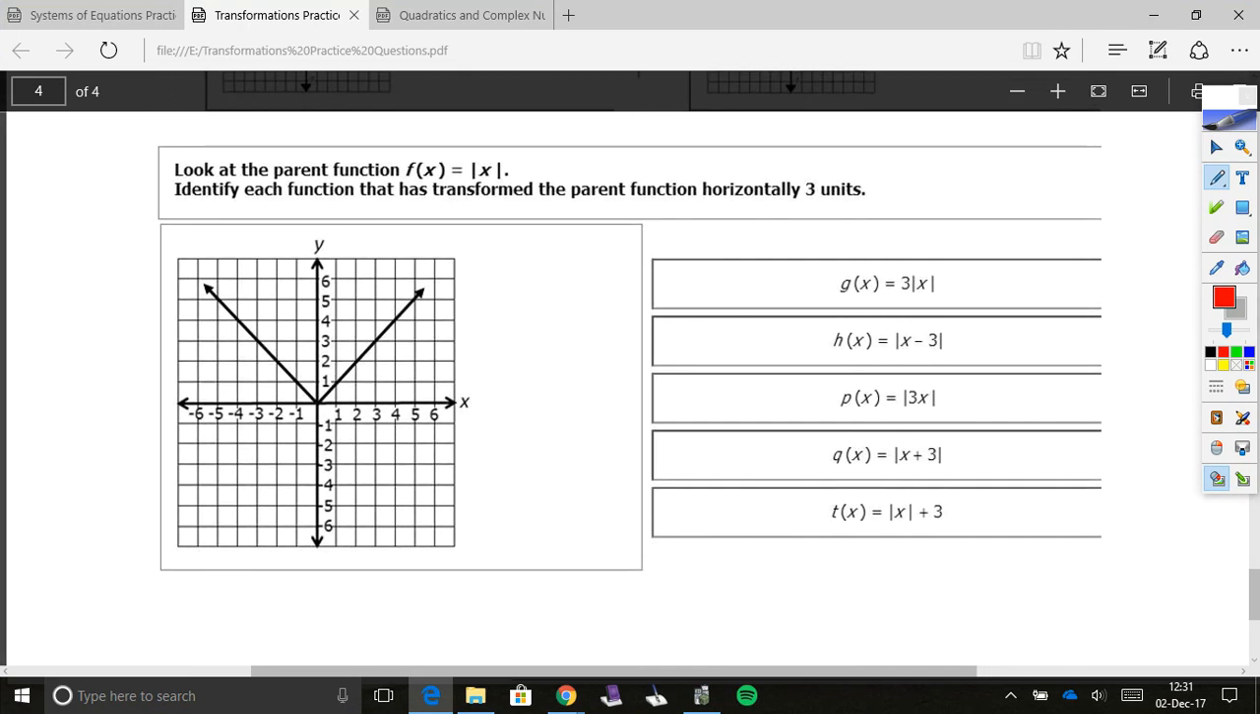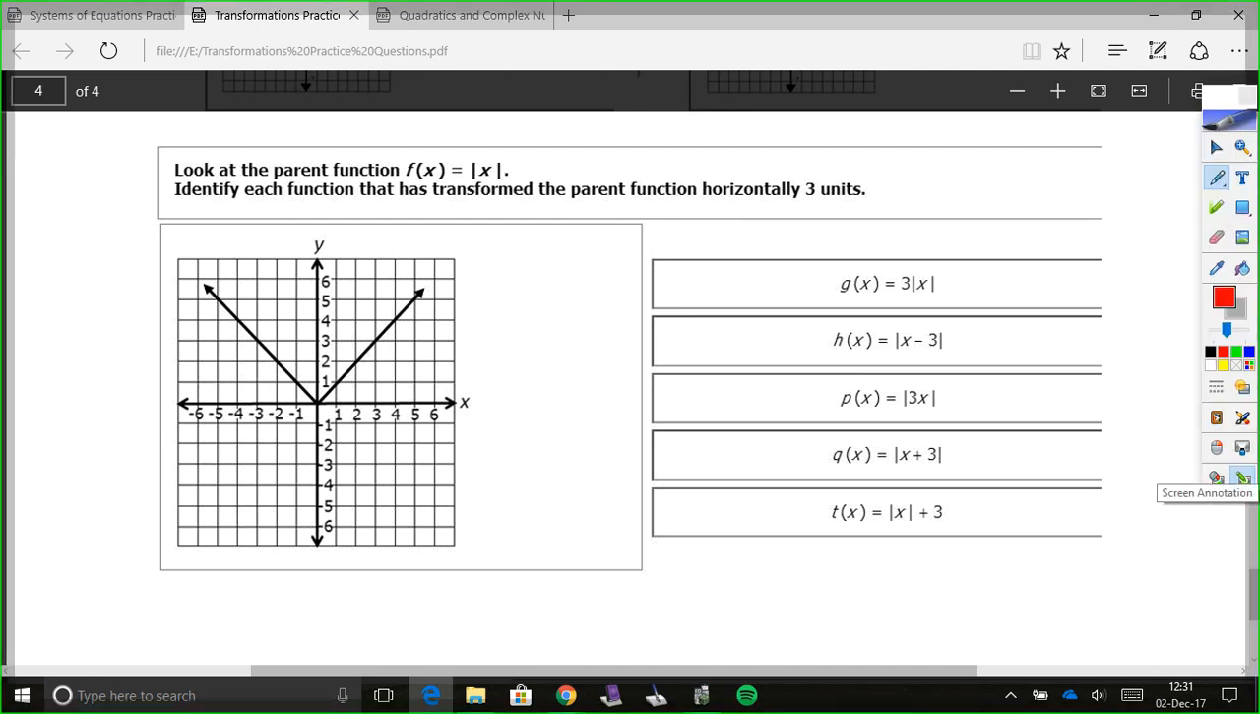Alright, this is multiple select. There are more than one correct option here. Here's how you can tell. It says identify each function that has transformed the parent function horizontally 3 units. So identify each means that there's probably more than one. So we have an absolute value function. The graph is not really that important here. What's important is that we're looking at horizontally 3 units.